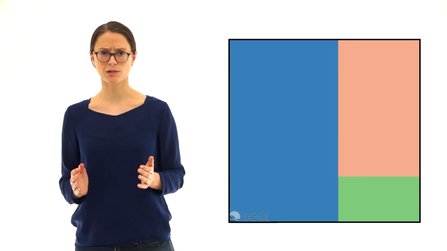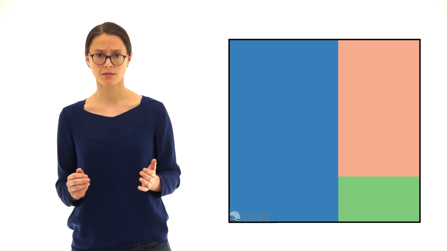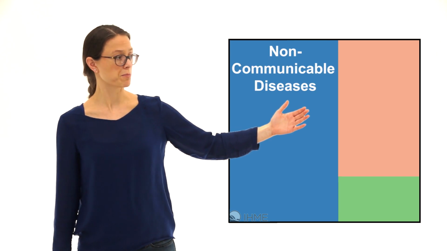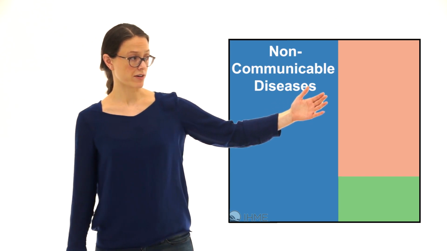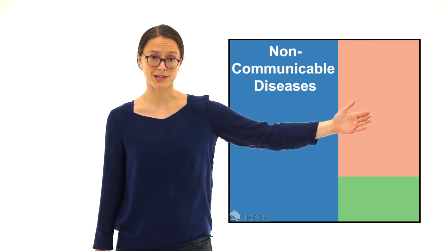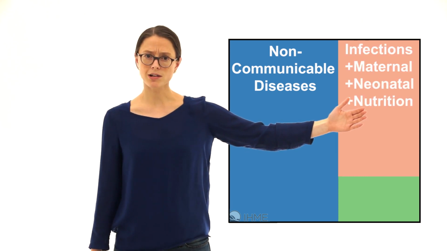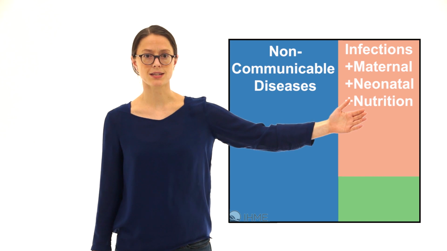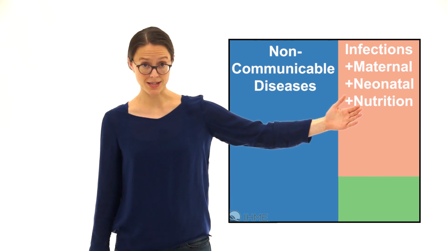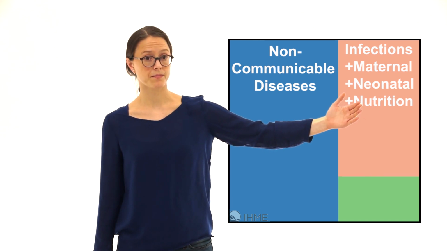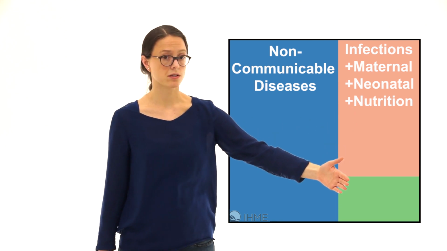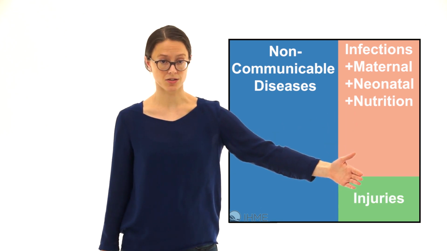The Global Burden of Disease tool is made up of three proportional boxes. We have the blue box, the red box, and the green box. In the blue box, you can find diseases like heart diseases and cancer. And we call these non-communicable diseases. In the red box, you can find communicable diseases or infections, but also illnesses related to pregnancy, diseases that affect newborn babies, and diseases related to nutrition. Finally, the green box. Here you can find conditions caused by injuries and disasters.